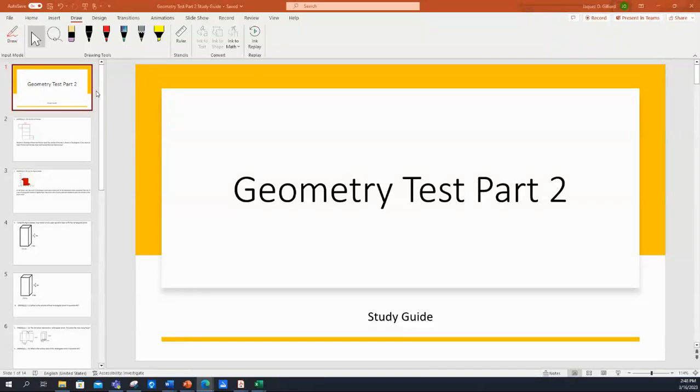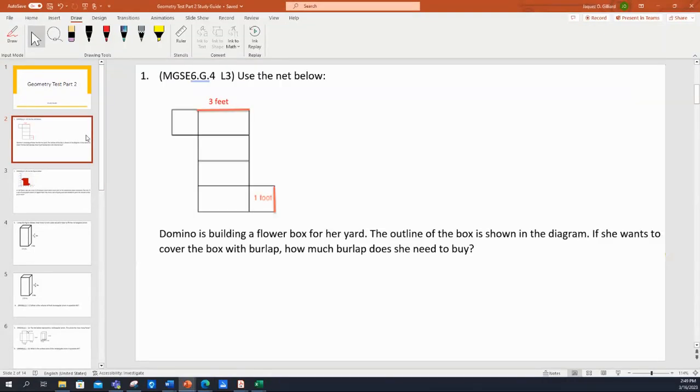Okay, students, so let's take a look at our geometry test part two study guide. If you will go with me to number one on your study guide, you will see this. It says Domino is building a flower box for her yard. The outline of the box is shown in the diagram. If she wants to cover the box with burlap, how much burlap does she need to buy?